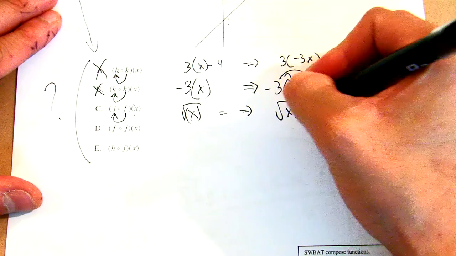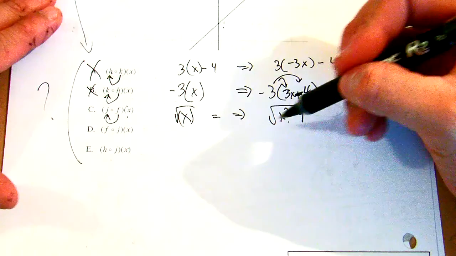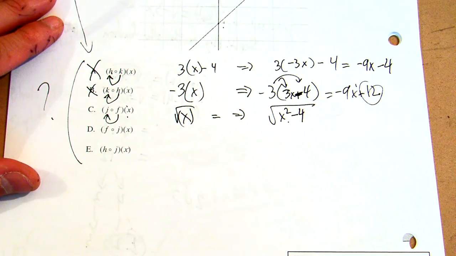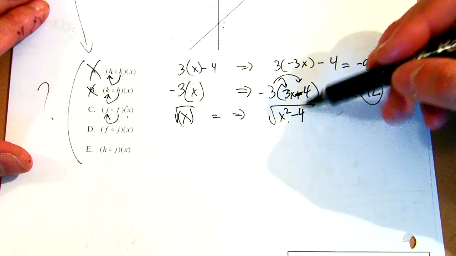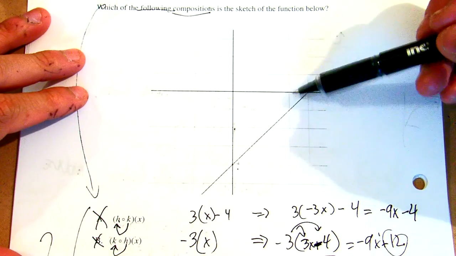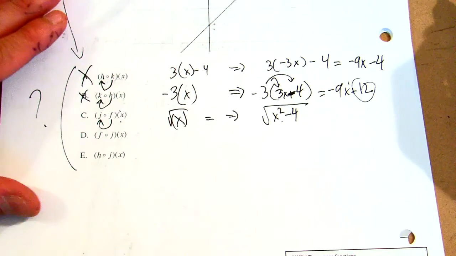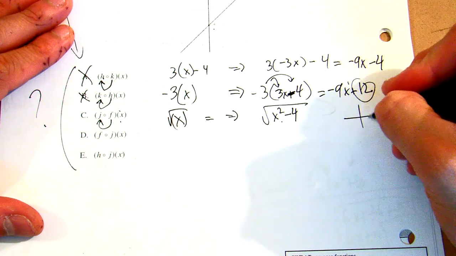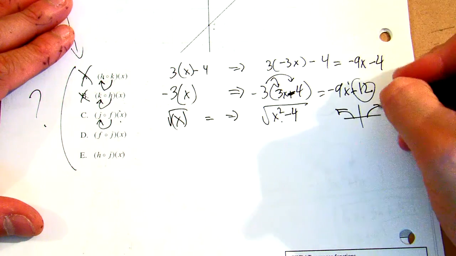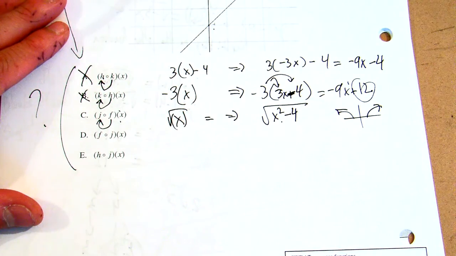X squared minus 4. Some of you might be tempted to cancel the square root there. It cannot. This doesn't simplify. And this is not clearly a linear function. This is not the graph of that. If you recall, this kind of looks like this. Graphing, because of the square root one, kind of looks like this graph. So that's clearly wrong. So C is incorrect.